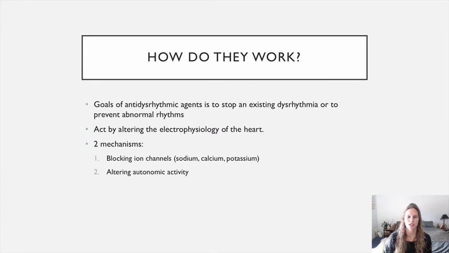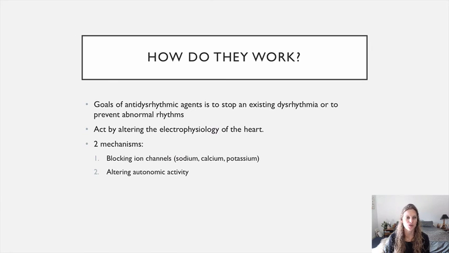Then we have the 1B. These guys are going to accelerate repolarization, slow conduction velocity, and decrease the duration of the action potential. And these are going to be reserved for severe ventricular dysrhythmias. Then we have the 1C. I don't think we're going to talk about any of these directly. They're not going to really affect repolarization, but they're going to slow down the conduction velocity. And again, for severe ventricular dysrhythmias.